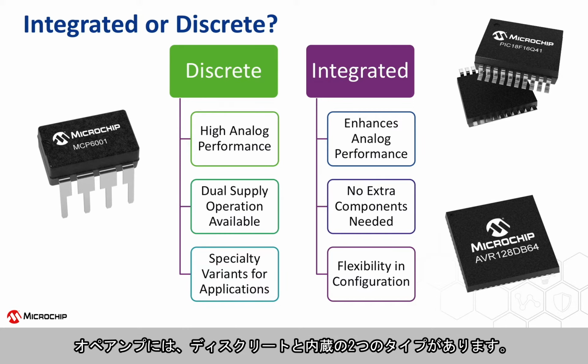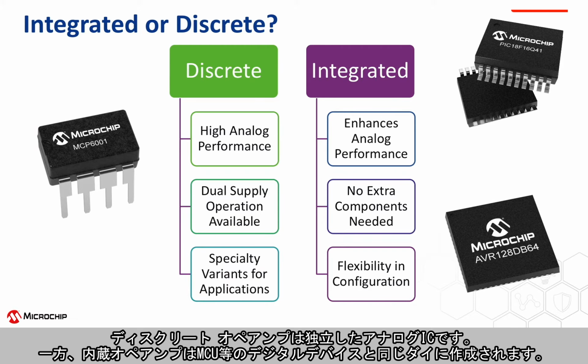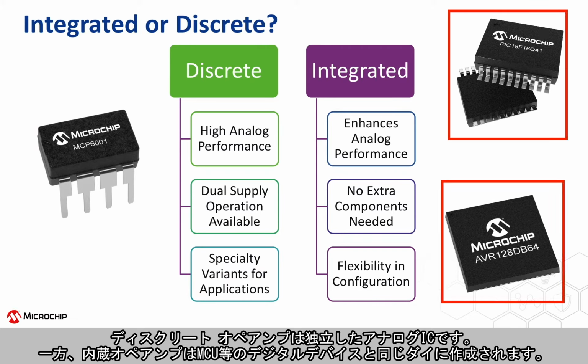In terms of op-amps, there are two different types, discrete and integrated. A discrete op-amp is a dedicated analog integrated circuit, whereas the integrated op-amp is created on the same die as a digital device, in this case, a microcontroller. The differences between these two implementations can vary greatly depending on which devices are being compared.